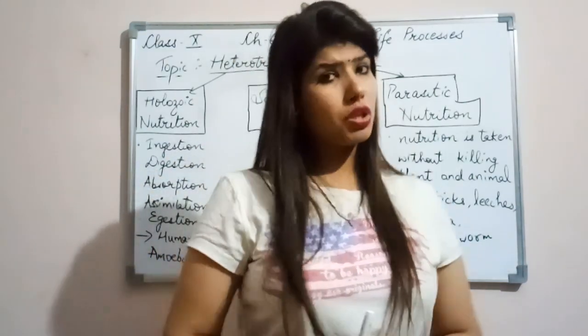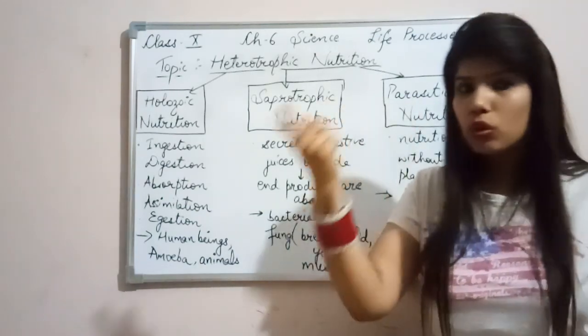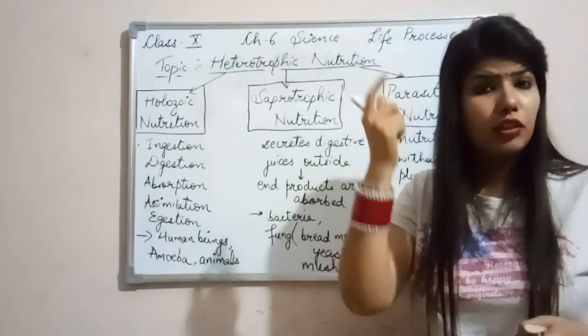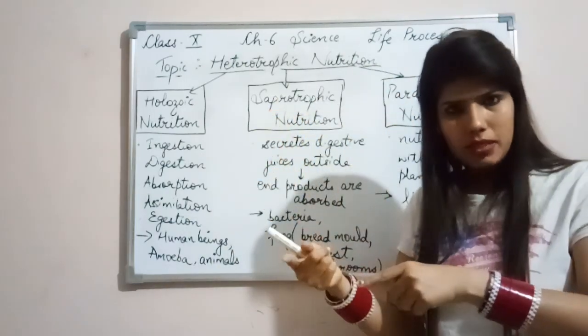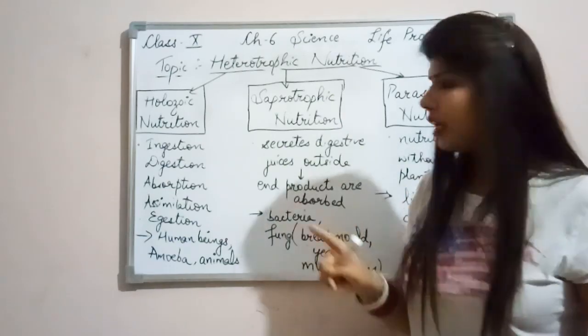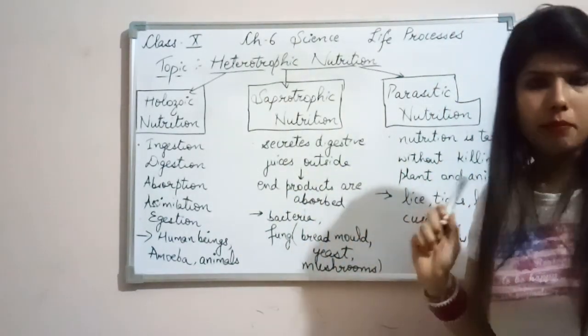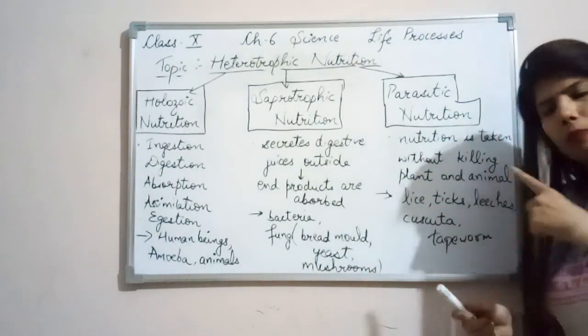The last one is parasitic nutrition. In this type of nutrition, what happens? Organisms depend on plants or animals. A basic example is lice. You might have heard of lice in someone's hair. They depend on organisms, but they do not kill them. Nutrition is taken without killing the plant or animal. We'll talk about examples, then this will be clear to you.